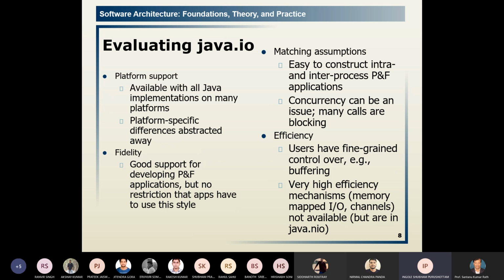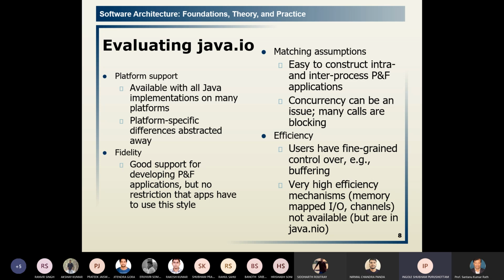Now we are evaluating this framework, again with the four points. The first point is platform support. It is available with all Java implementations on many platforms, and platform-specific differences are abstracted away. Then we have fidelity. Java IO has good support for developing P&F applications, but no restriction that apps have to use this style. Again, the same point you saw in the last framework. They can go with a different style.